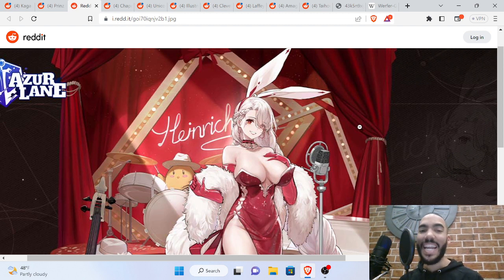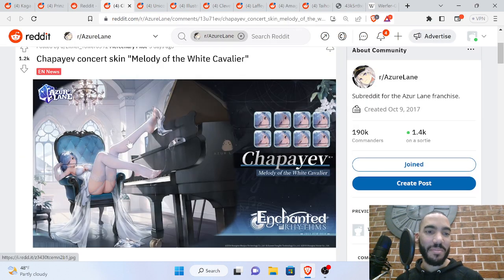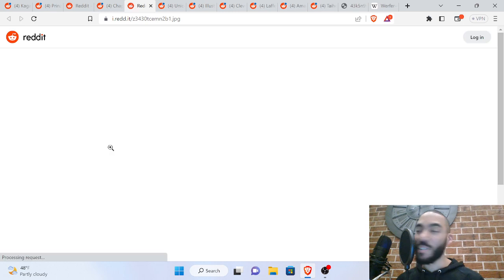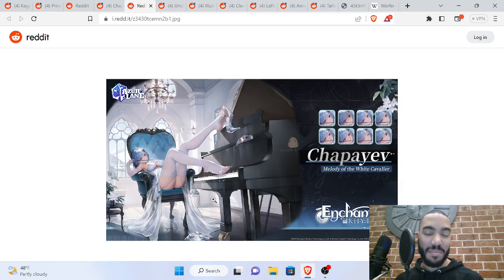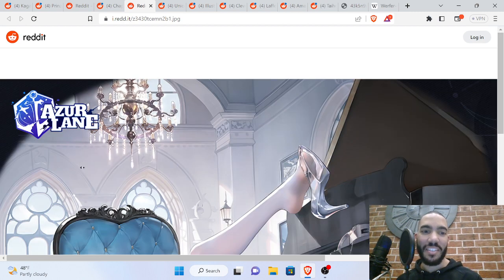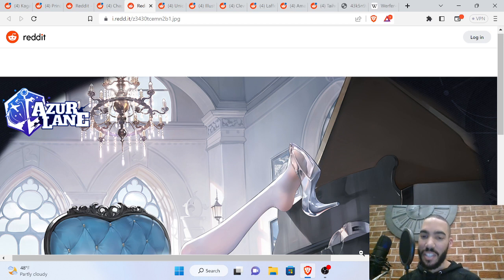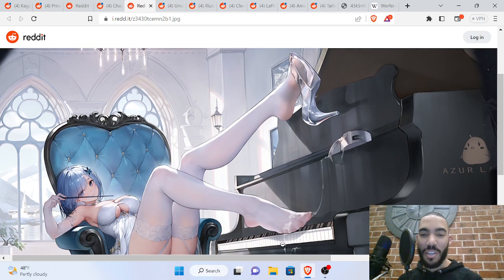Moving on to the next skin we get, Chapayev's skin. This skin is already infamous in the Azure Lane community for one very specific reason. I don't know if I should zoom in on this. Let me make this clear. You see this can right here? Before I scroll down, this is a can that has some kind of symbol on it. I don't know what this is. It looks like it could be oil or wax or something you would apply to a piano to clean it. But for whatever reason, she dipped her foot in it, and right now it comes off looking like this.